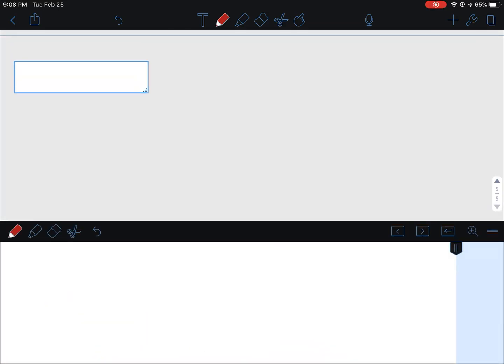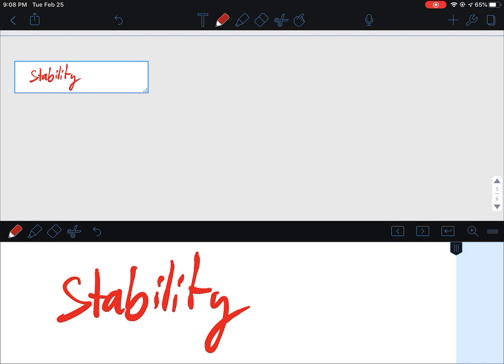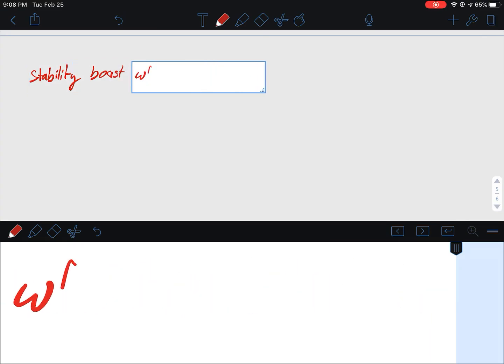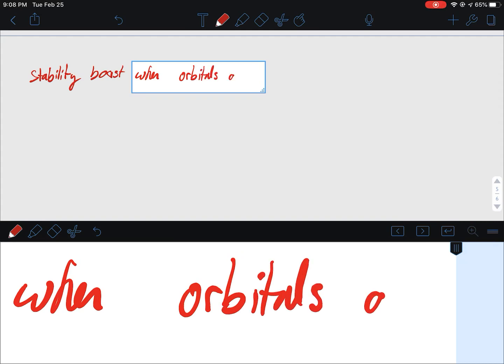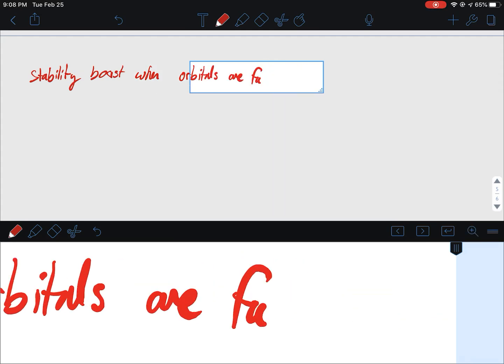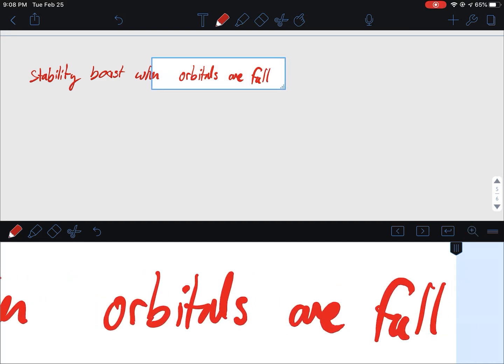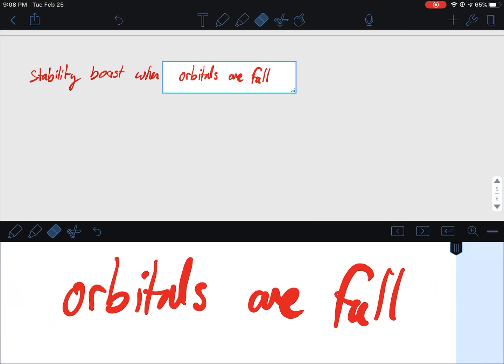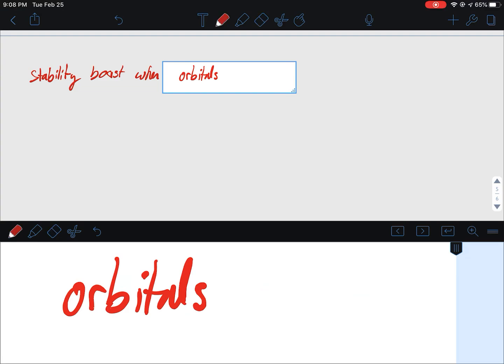Great. So now we're going to talk about this one exception. There are 2 energy boosts and drops that we have to worry about. So there's an energy or a stability boost when orbitals are full, or orbital shell. Sorry, let's do an orbital shell.